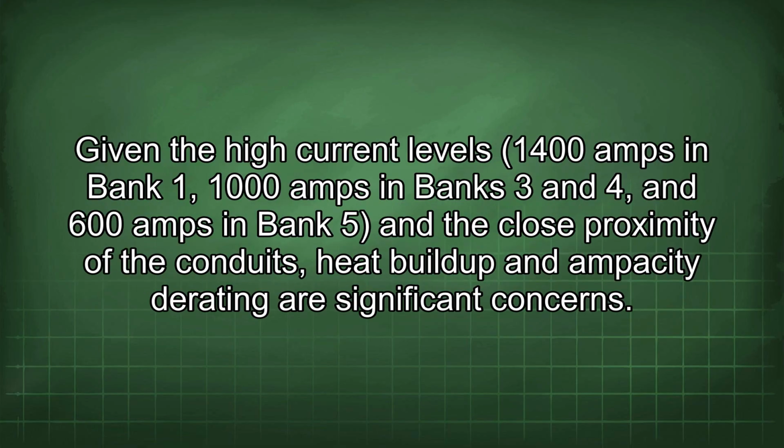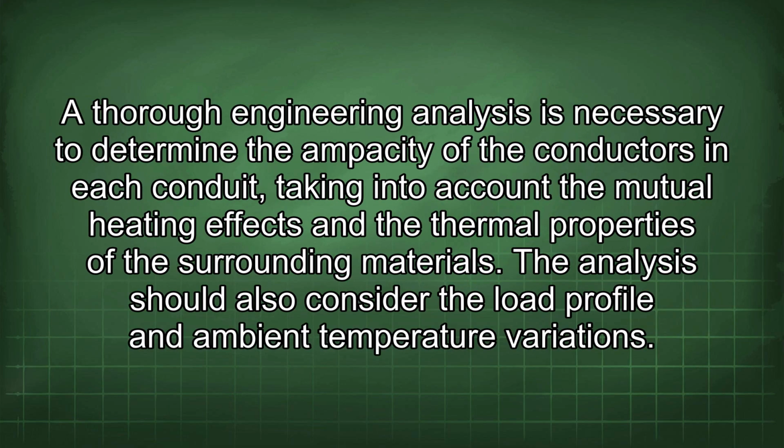Given the high current levels, 1400 amps in Bank 1, 1000 amps in Banks 3 and 4, and 600 amps in Bank 5, and the close proximity of the conduits, heat buildup and ampacity derating are significant concerns. A thorough engineering analysis is necessary to determine the ampacity of the conductors in each conduit, taking into account the mutual heating effects and the thermal properties of the surrounding materials. The analysis should also consider the load profile and ambient temperature variations.